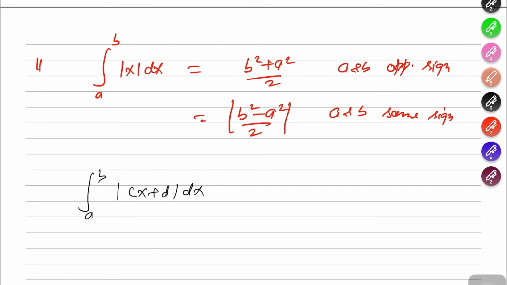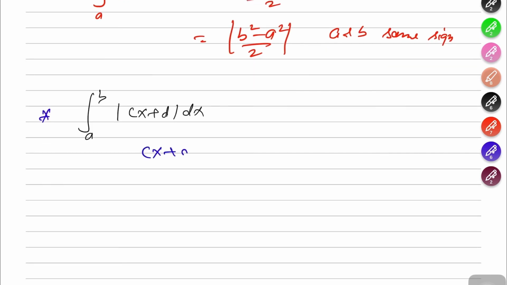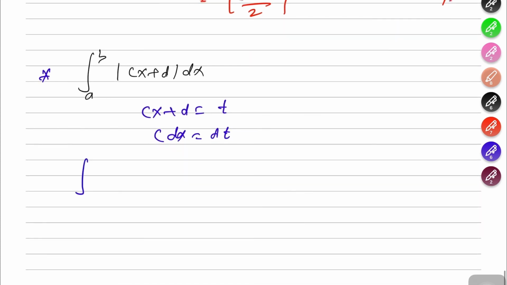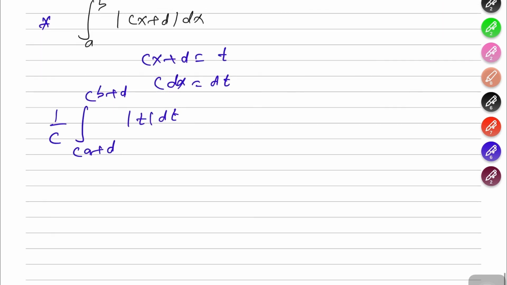And if we want to solve such a problem, the integral from a to b of mod of (cx plus d) dx, then we will assume cx plus d is equal to t, that becomes c dx equals dt. Our problem converts into this: if we put x equal to a, that becomes ca plus d, and if we put x equal to b, that becomes cb plus d, and that is dt by c. Now it's easy to solve this problem.